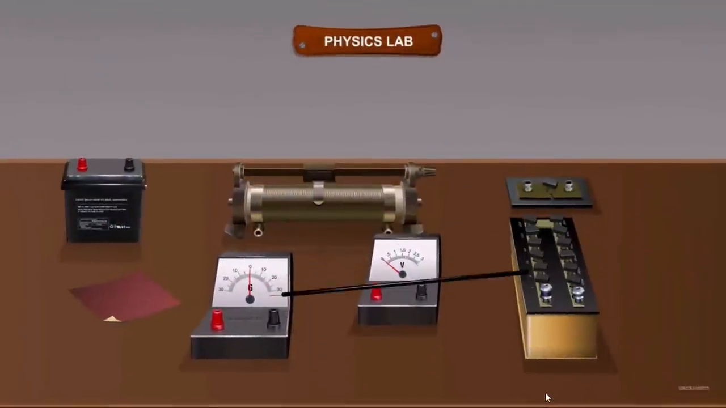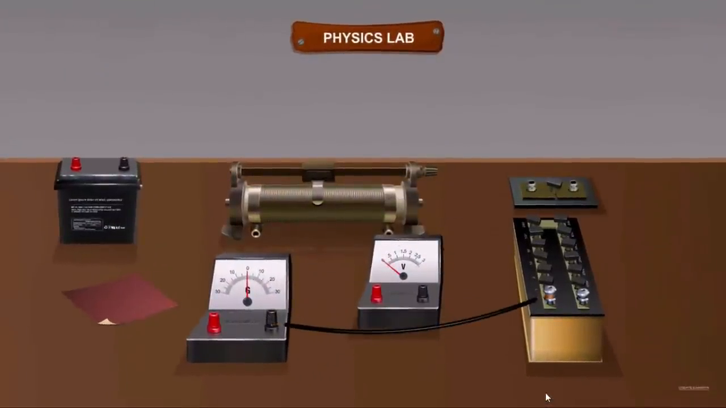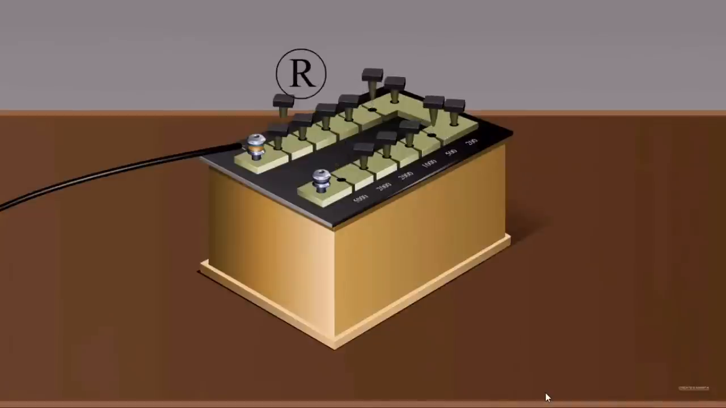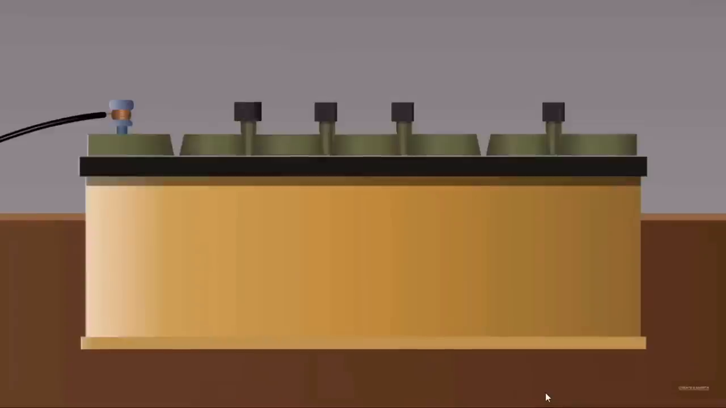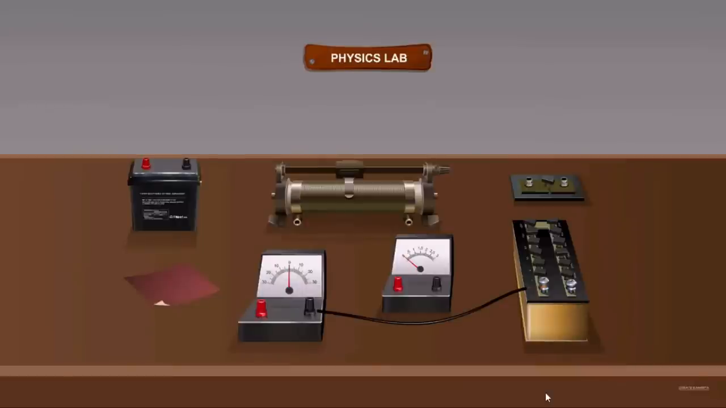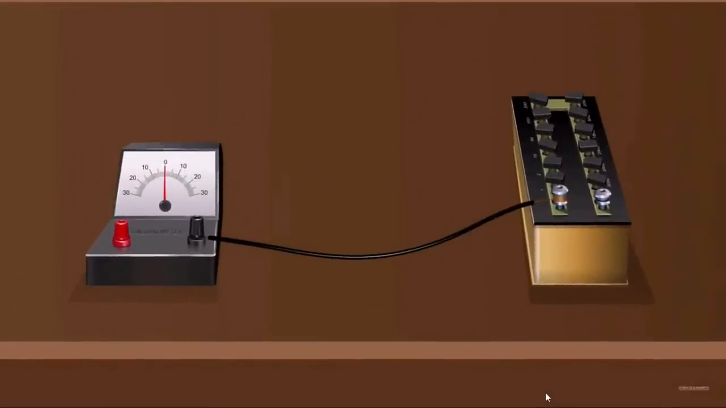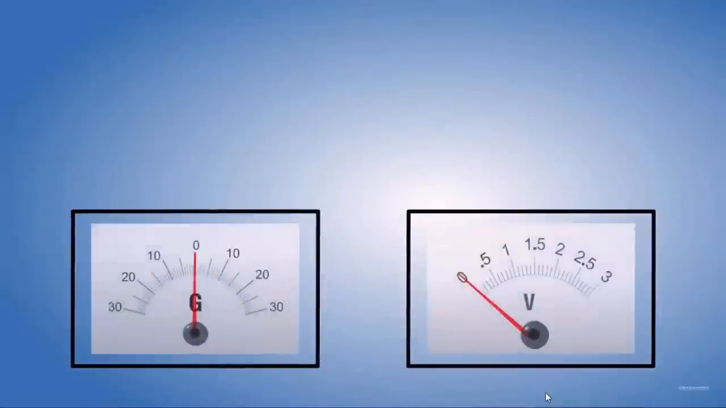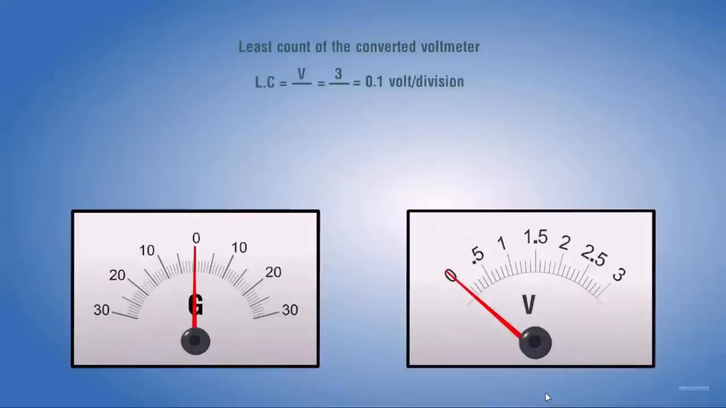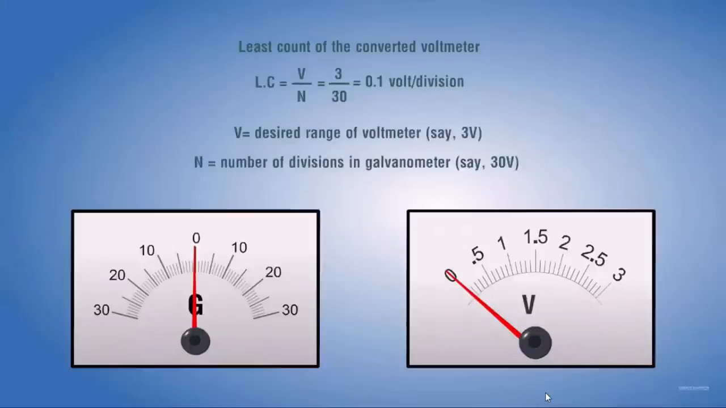Connect the high resistance box in series with the galvanometer and take out the plugs of calculated resistance R. Tighten the rest of the plugs in the resistance box. The galvanometer can now be used as a voltmeter of range V volts. Calculate the least count of the converted voltmeter as the ratio of desired range of voltmeter to the number of divisions on galvanometer. Here, least count is equal to 0.1 volt per division.